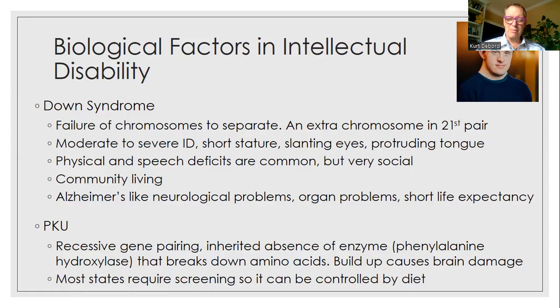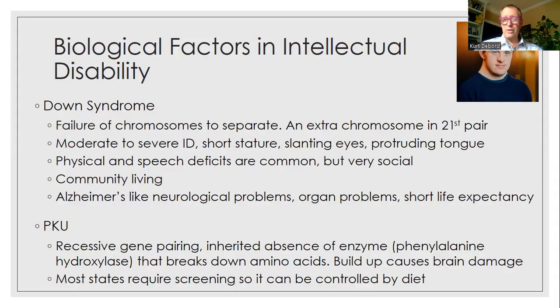There's another problem that happens with Alzheimer's, but you can see a dementia that happens much earlier for folks who have been diagnosed with Down syndrome. PKU is another biological factor that can relate to intellectual disabilities, and this is a recessive gene pairing. So you have one recessive gene from one parent, one from another, the pair.